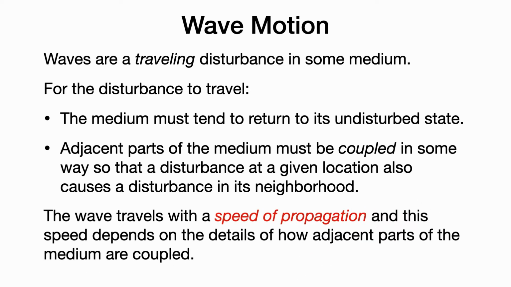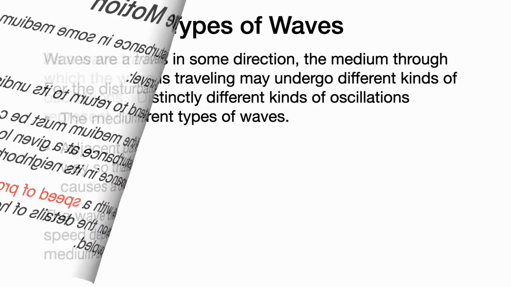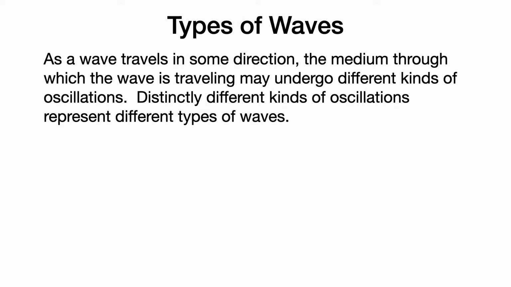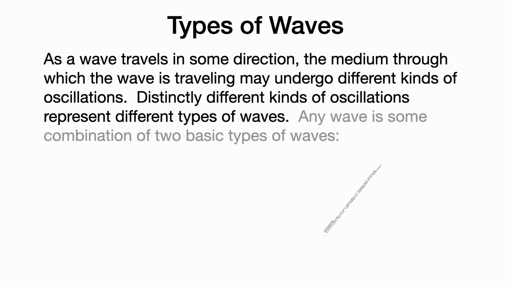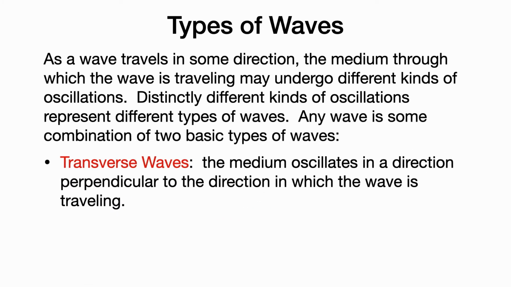The wave travels with a speed of propagation, and this speed depends on the details of how adjacent parts of the medium are coupled. As a wave travels in some direction, the medium through which the wave is traveling may undergo different kinds of oscillations. Distinctly different kinds of oscillation represent different types of waves. Any wave is some combination of two basic types of waves.